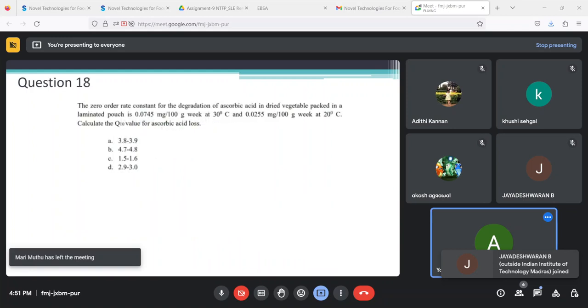Question 18, which is a smaller numerical. If you remember what we discussed about Q10 value, you will be able to answer this question. The zero order rate constant for the degradation of ascorbic acid in dried vegetable packed in a laminated pouch is 0.0745 mg per 100 gram per week at 30 degrees Celsius and 0.0255 mg per 100 gram per week at 20 degrees Celsius. So calculate the Q10 value for ascorbic acid loss. Do you remember what a Q10 value is?